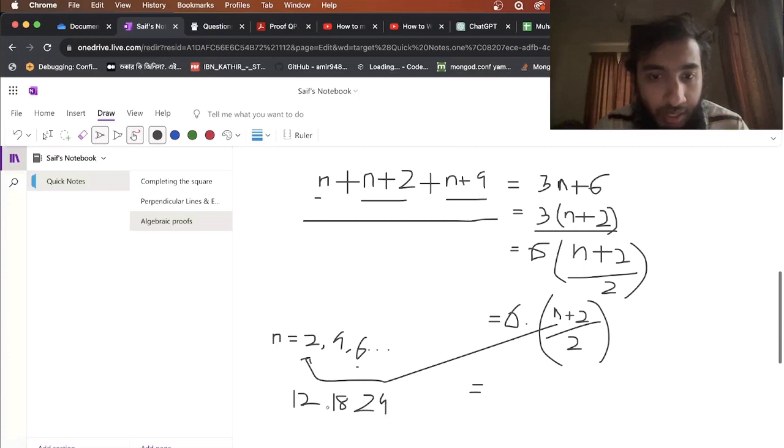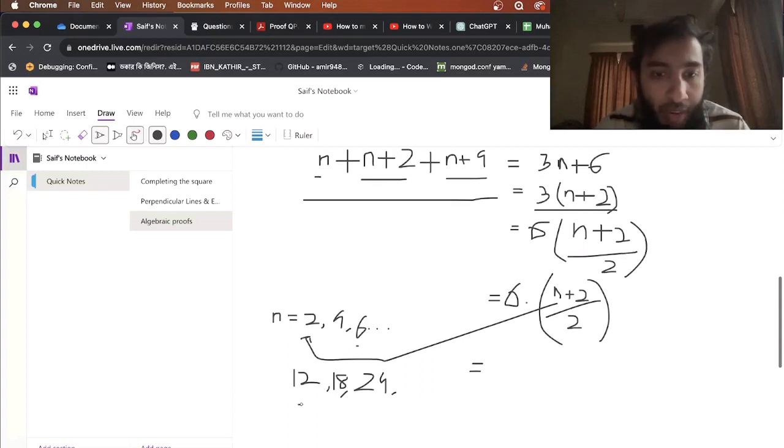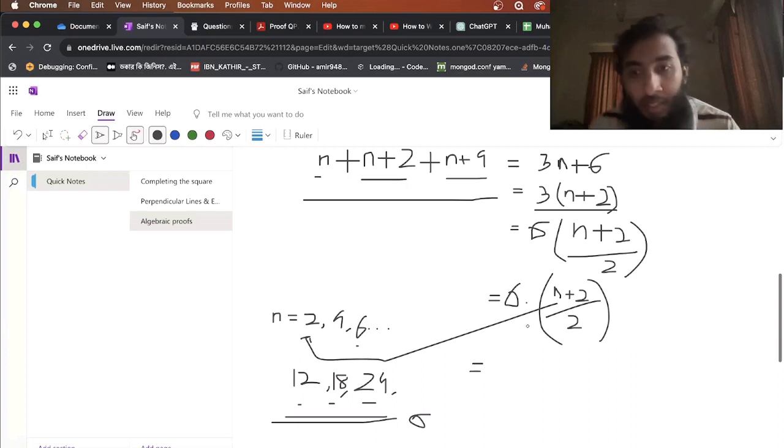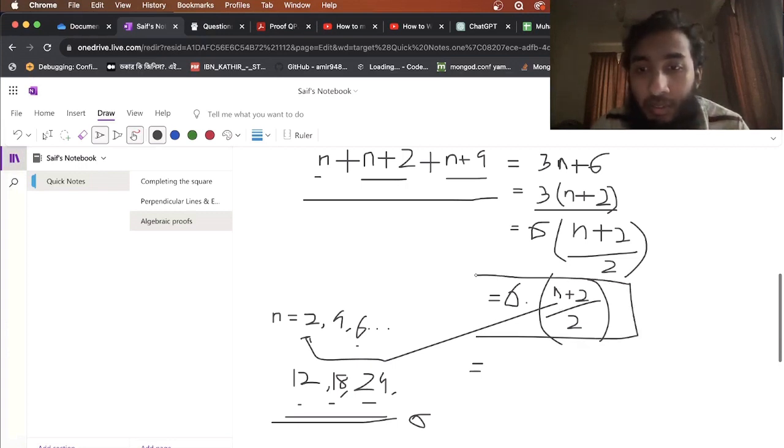So if we look at the series here, starting with n's value of 2 and using 2, 4, 6, dot dot dot, the series would be 12, 18, 24. These are all multiples of 6, right? And these are all even positive integers. So this expression will always be a multiple of 6 where n starts with 2, 4, 6, dot dot dot. So this is how we can algebraically show that this expression is a multiple of 6.